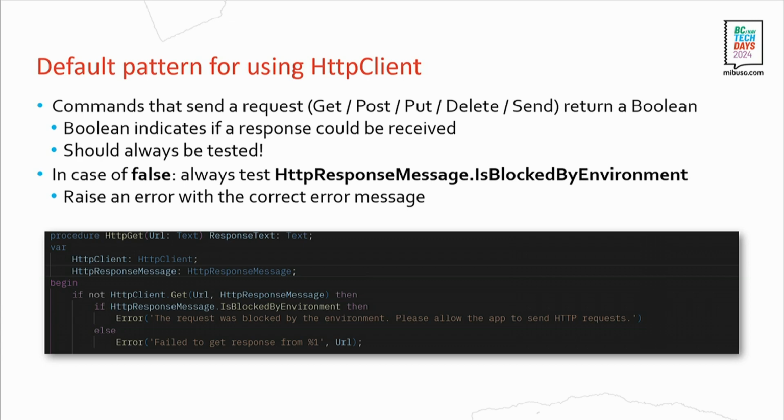Now, in case of a false, meaning I did not get back a response, you should also test the property on the response message is blocked by environment. The little strange thing here is that there is not even a response message at that point. I mean, there's no content, no headers whatsoever on the response message. You did not get a response. But there is blocked by environment, that is a boolean that could have a value. And if that is false, you need to raise an error with that error message. Is it blocked by environment, or, well, you did not just get a response whatsoever.